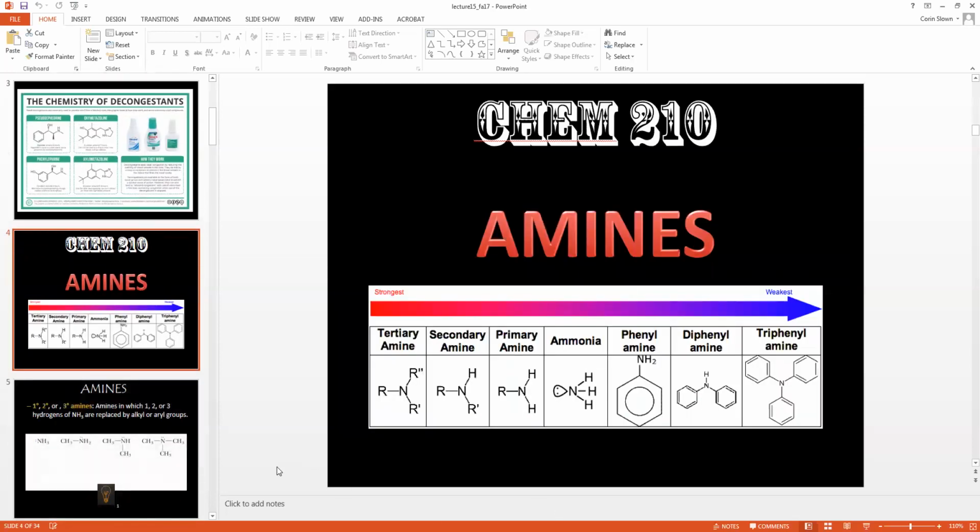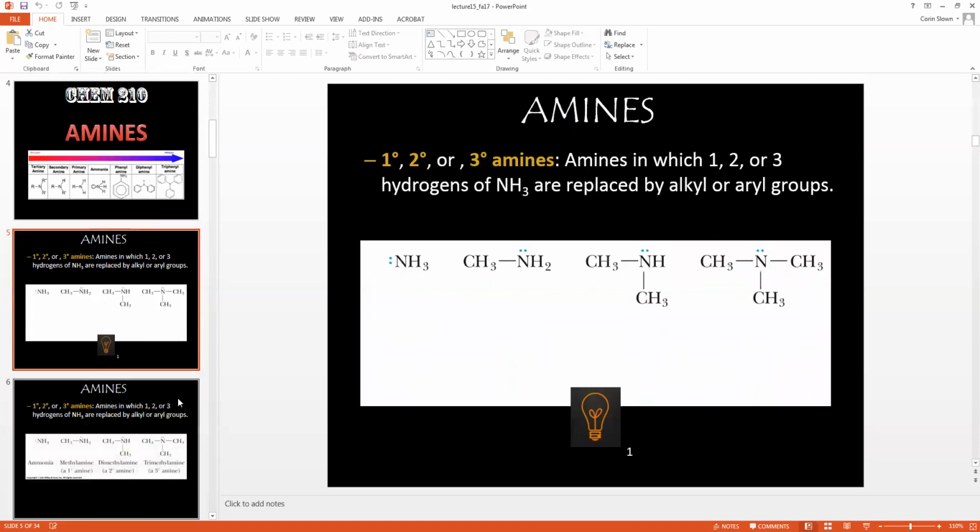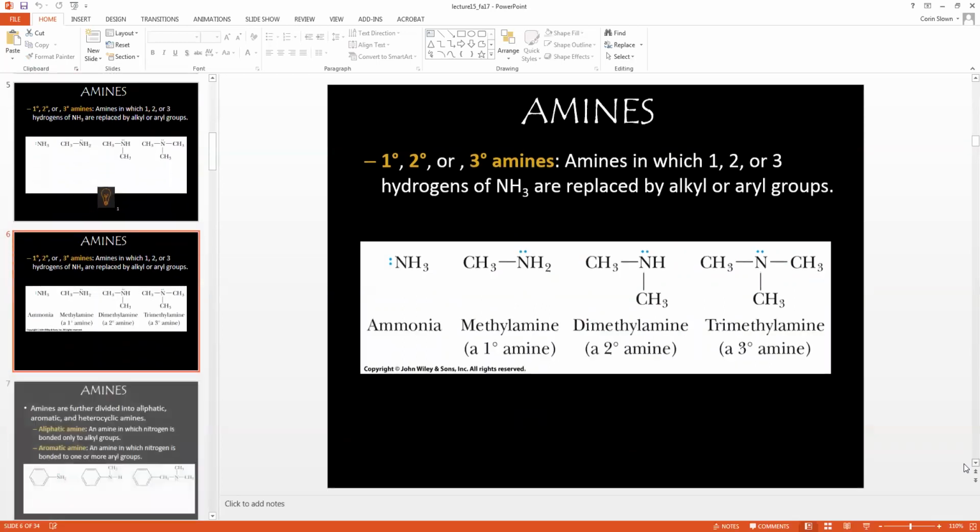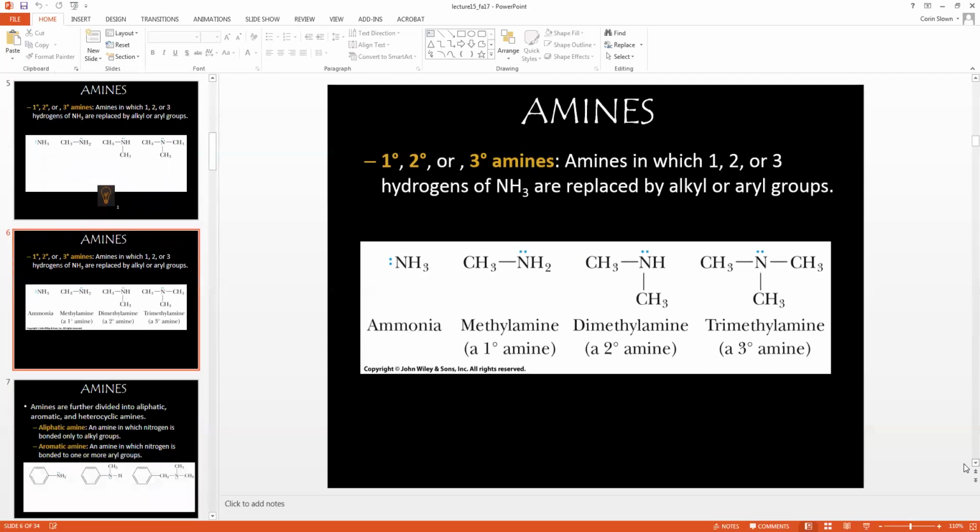So we're going to start by thinking about how to name amines. So we have primary, secondary, or tertiary amines. These are amines in which the first, second, or third hydrogens of NH3 are replaced by alkyl or aryl groups. So take a moment, see if you can identify which is a primary, which is a secondary, and which is a tertiary amine. You can check your work.